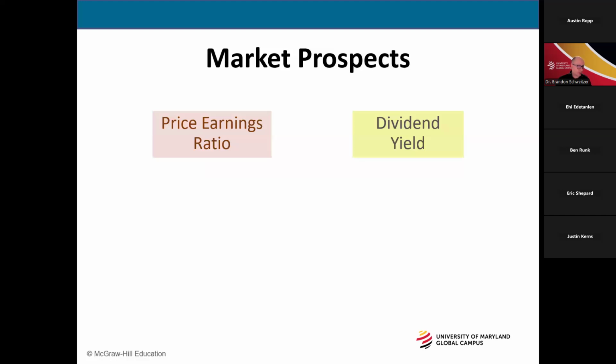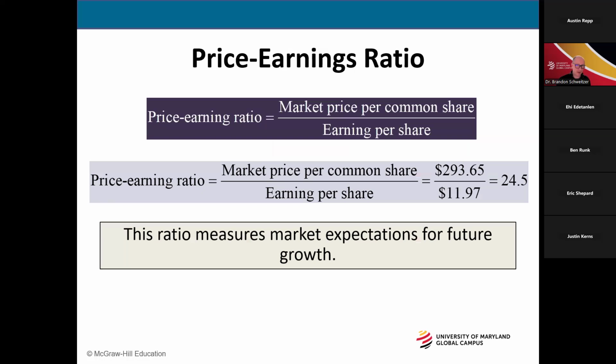And then we have a couple market ratios. This tells us a little bit about the company's stock price, that type of stuff. Market price per common share divided by earnings per share is the price to earnings ratio. Tells us about future growth in the share price.